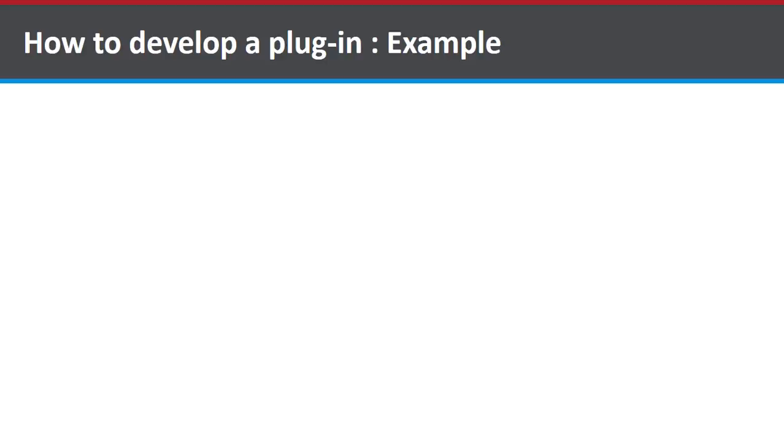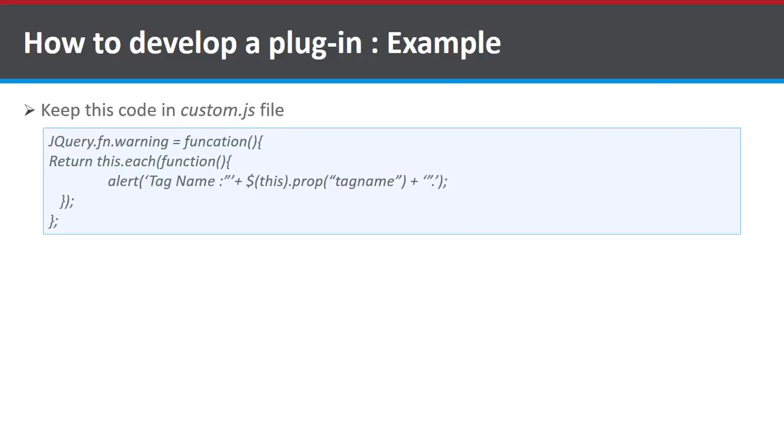Let's see how to develop a plugin. For now, keep this code in custom.js file. jQuery.fn.warning, where warning is the name of the function, equal to function. Inside the function, I am returning the jQuery object, that is alert, alert with a tag name, this.tagName.